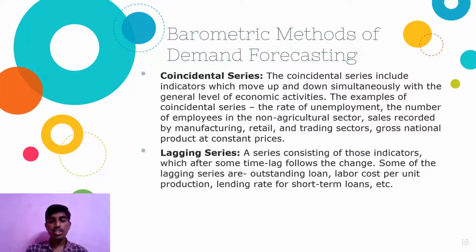The coincident series include indicators which move up and down simultaneously with the general level of economic activities. Lagging series: a series consisting of those indicators which sometimes lag and follow the change.